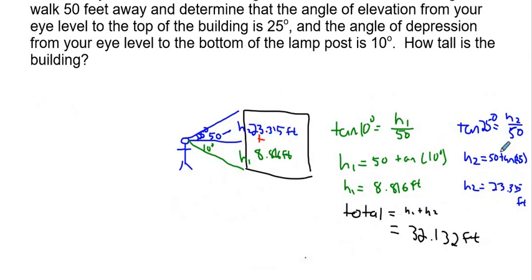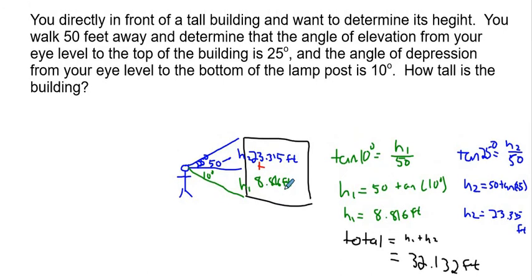So yeah, this one right here came out to 23.315 feet. That's the higher part, not drawn to scale, obviously. The smaller one is 8.816 feet. When I add them together, I get 32.132 feet. I mean, that's incredibly powerful. And we're able to use a simple function like tangent.